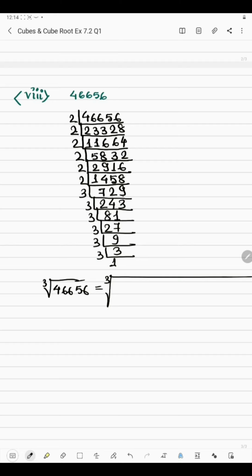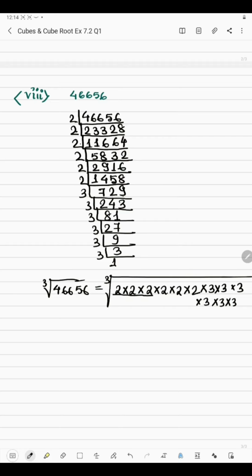We have got 1 2 3 4 5 6. So we have 6 2's. Okay, and here we have 6 3's, 1 2 3 4 5 6. Now we will have to make a triplet, which means a group of 3.